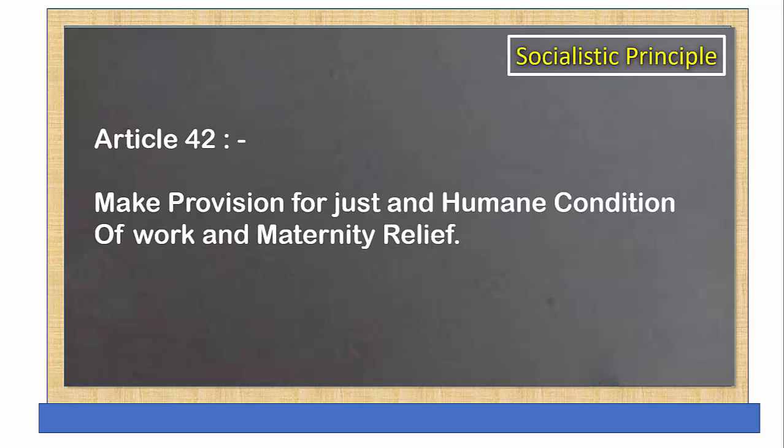Coming to the next article, Article 42. So it says to make provision for just and humane conditions of work, and maternity relief. Okay, it says that you must make an environment, there must be shelter provided to the workers, and there must be creches provided for the young children of the workers, है ना, and there must be maternity relief provided to pregnant women. So as you all know, there are a kind of laws implemented already. Now coming to the next article.